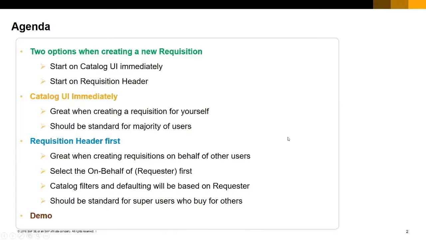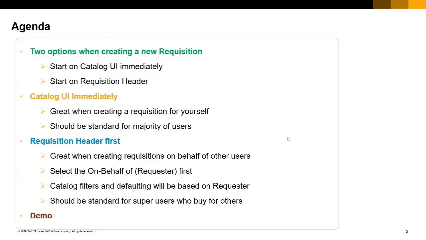There are two options when creating a new requisition: starting on the catalog UI immediately or starting on the requisition header. Starting on the catalog UI immediately is great when you're creating a requisition for yourself. This is a typical setup for the majority of the users within an organization.